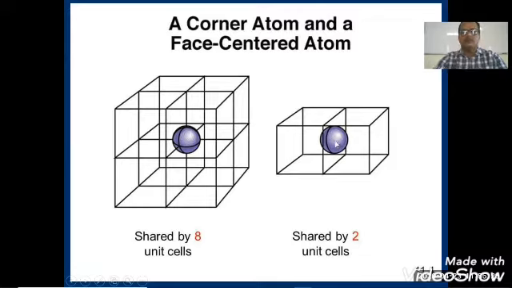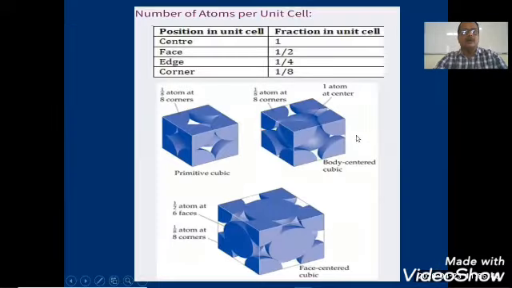Similarly, this unit is at the center of a face. This is a face which is common to these 2 unit cells. So this unit is shared by 2 unit cells, so per unit cell, the fraction will be half for this unit. So half will be in this unit cell and half will be in this unit cell. Here, if a unit is at the center, then it belongs to only that unit cell, so its fraction in that unit cell will be 1.